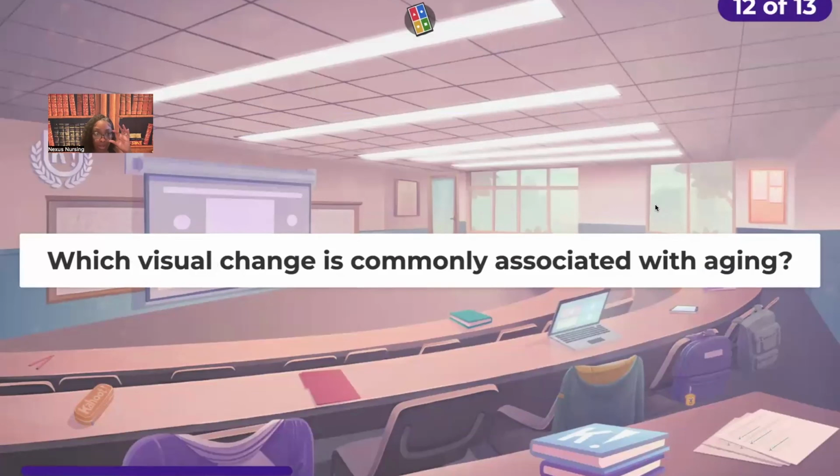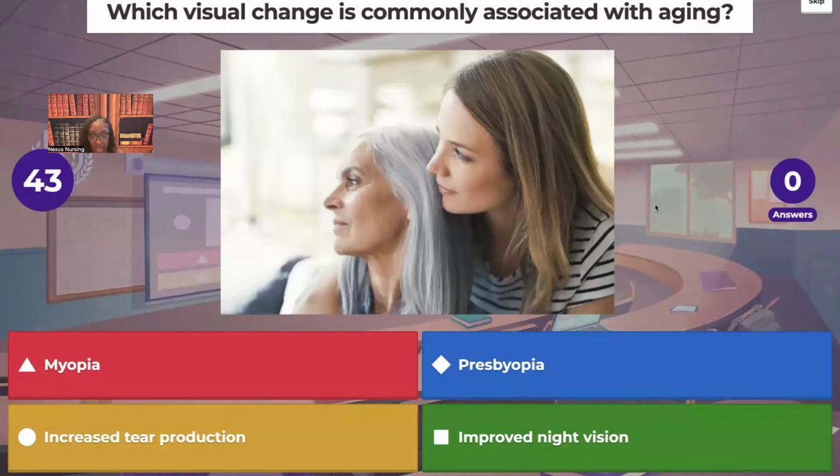And I think this is our last one. Which visual change is commonly associated with aging? Myopia, presbyopia, increased tear production, improved night vision. No, there's one more after this.